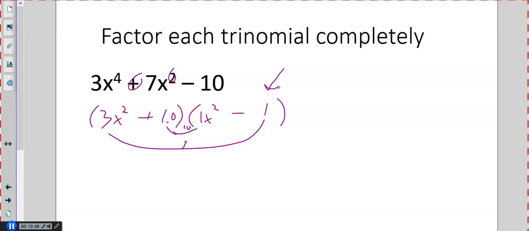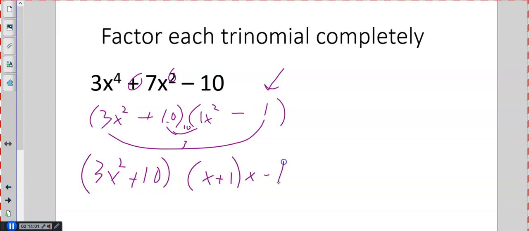Remember how we reviewed difference of squares at the beginning, so you're going to use it a lot? Hint, hint. 3x squared plus 10 times x plus 1, x minus 1. Difference of squares.